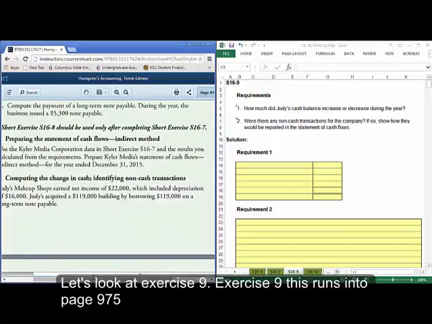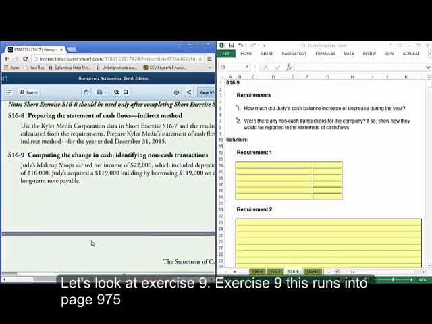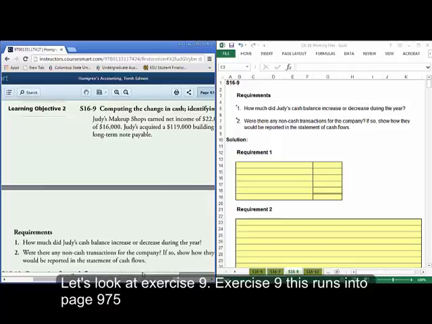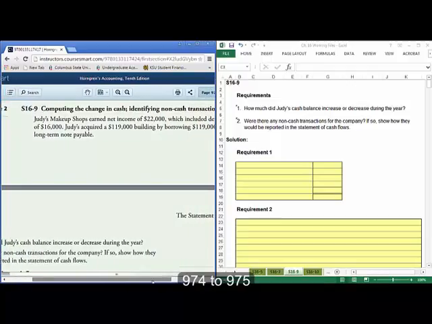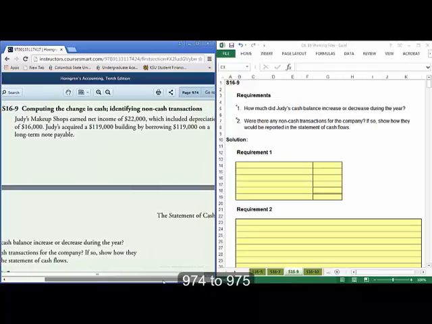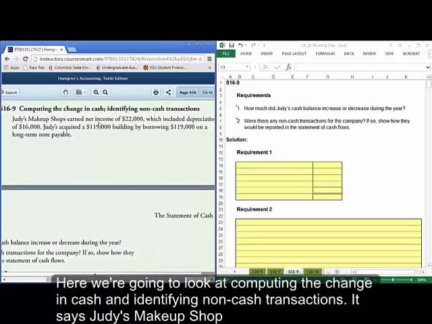Let's look at exercise 9. So exercise 9 runs into page 975, I think. Yeah, 974 to 975. And here we're going to look at computing the change in cash and identifying non-cash transactions.